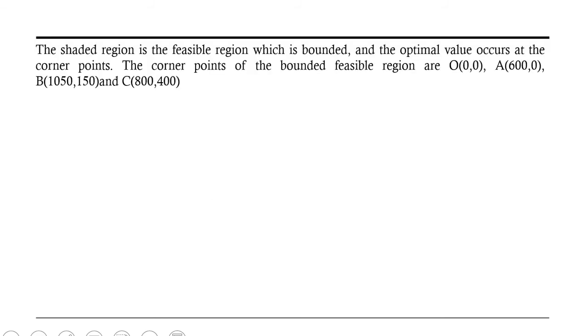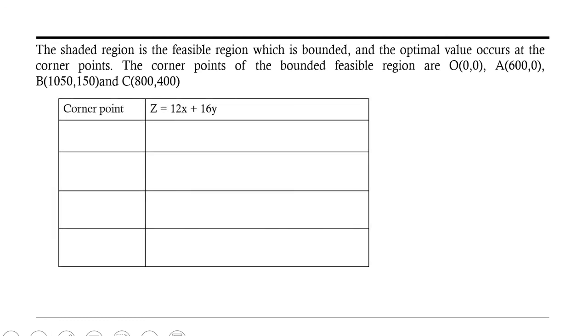Now we have to write this step. The shaded region is the feasible region which is bounded, and the optimal value occurs at the corner points. The corner points of the bounded feasible region are O 0, 0, A 600, 0, B 1050, 150, and C 800, 400. Now we have to find the optimal value of Z using these corner points. Draw a table, write corner point, Z is equal to 12x plus 16y.